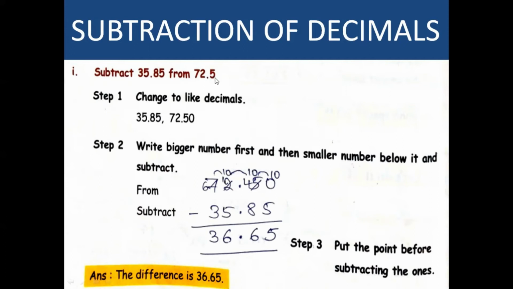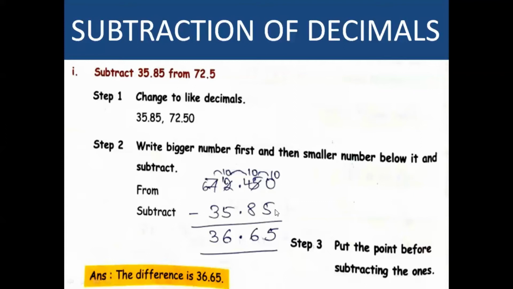72.5 is there. So we have to add 0. Now we change it to like decimals. That is 35.85, 72.50. Write the bigger number first and then the smaller number below it and subtract. In this, the bigger number is 72.50. Next, the smaller is 35.85. Now see, 72.50 minus 35.85. We have to subtract.